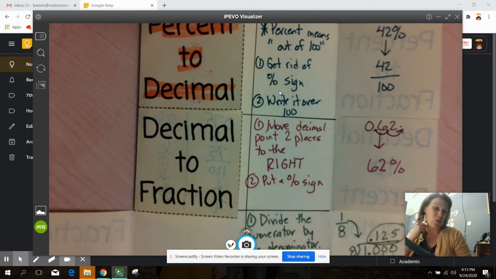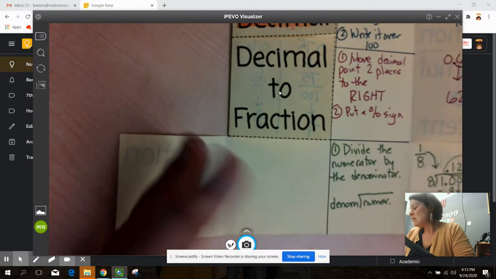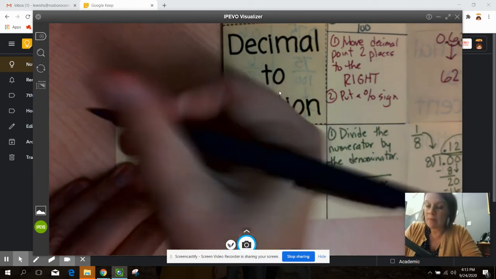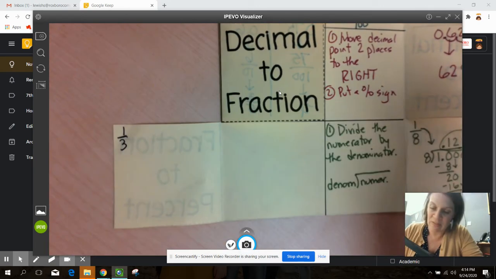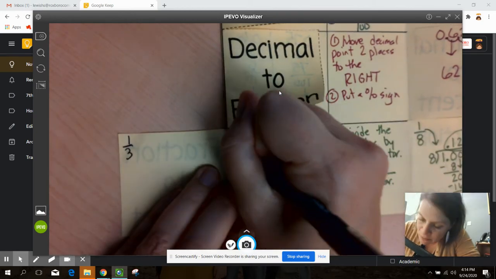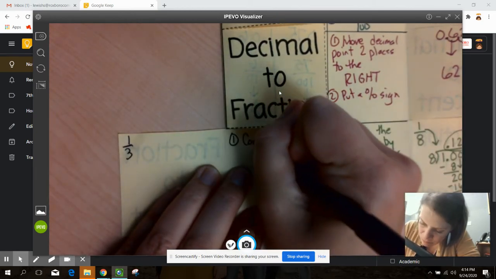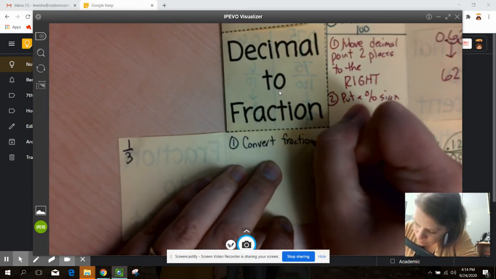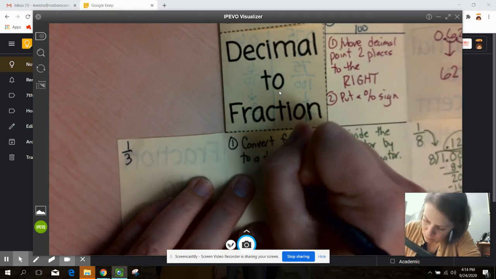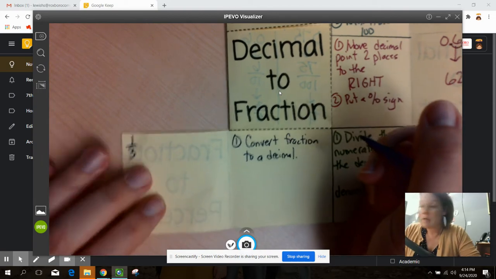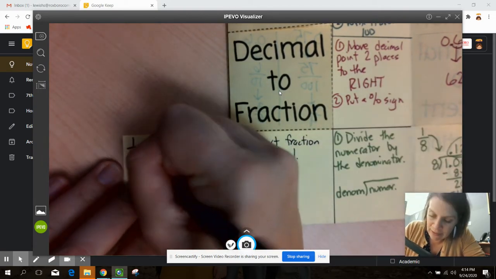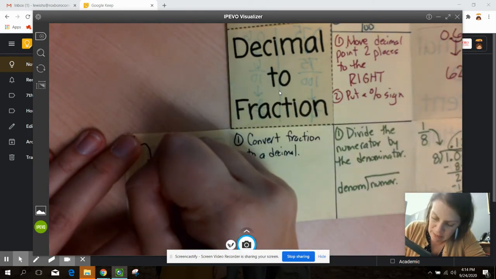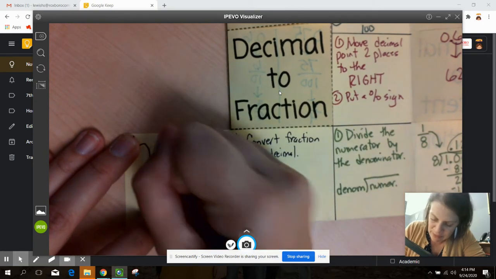So the last one, fraction to percent, has the most steps, but it'll be okay. So what we will do is we are going to be converting 1/3 into a percent. So the first thing we do is we are going to convert the fraction to a decimal. Okay, and remember, that means that thing is going to fall down into this. So 1/3, and we're going to put that decimal point there, and we'll put a 0.